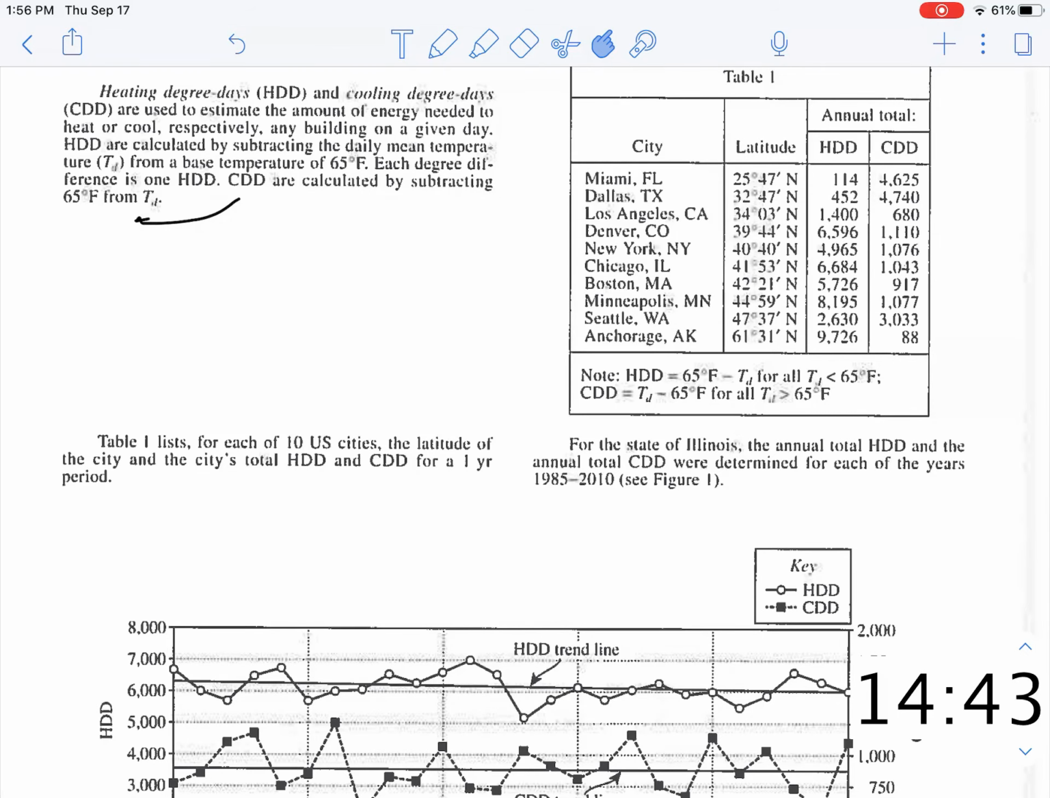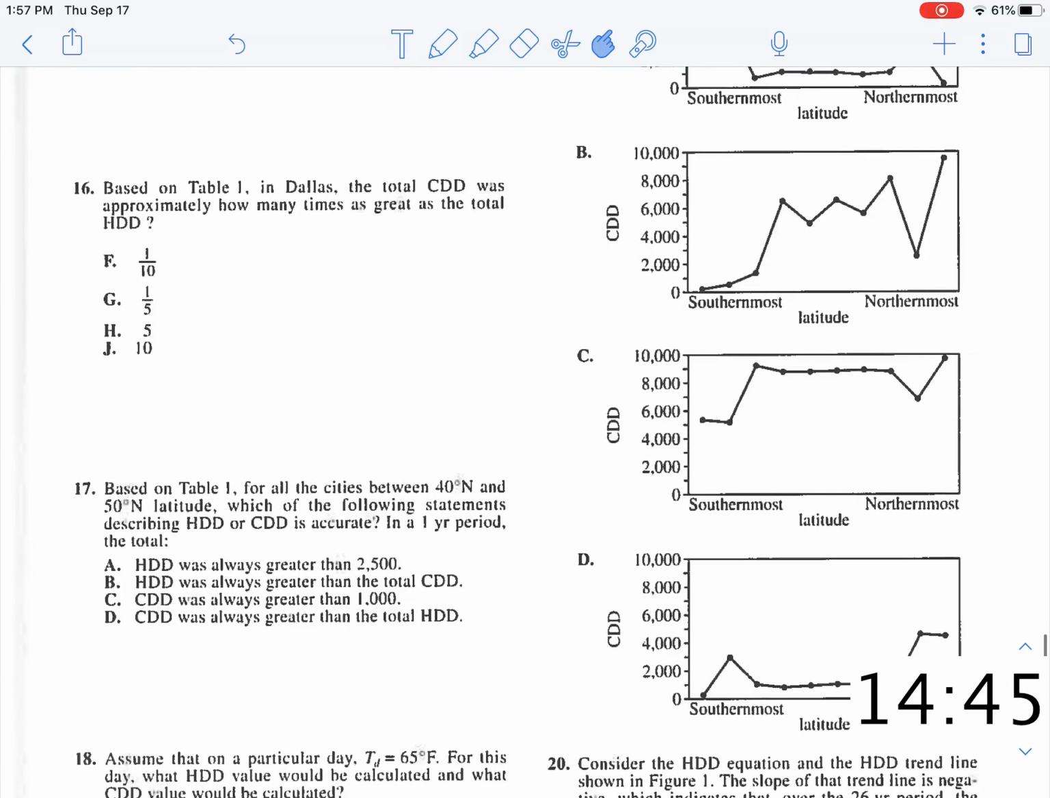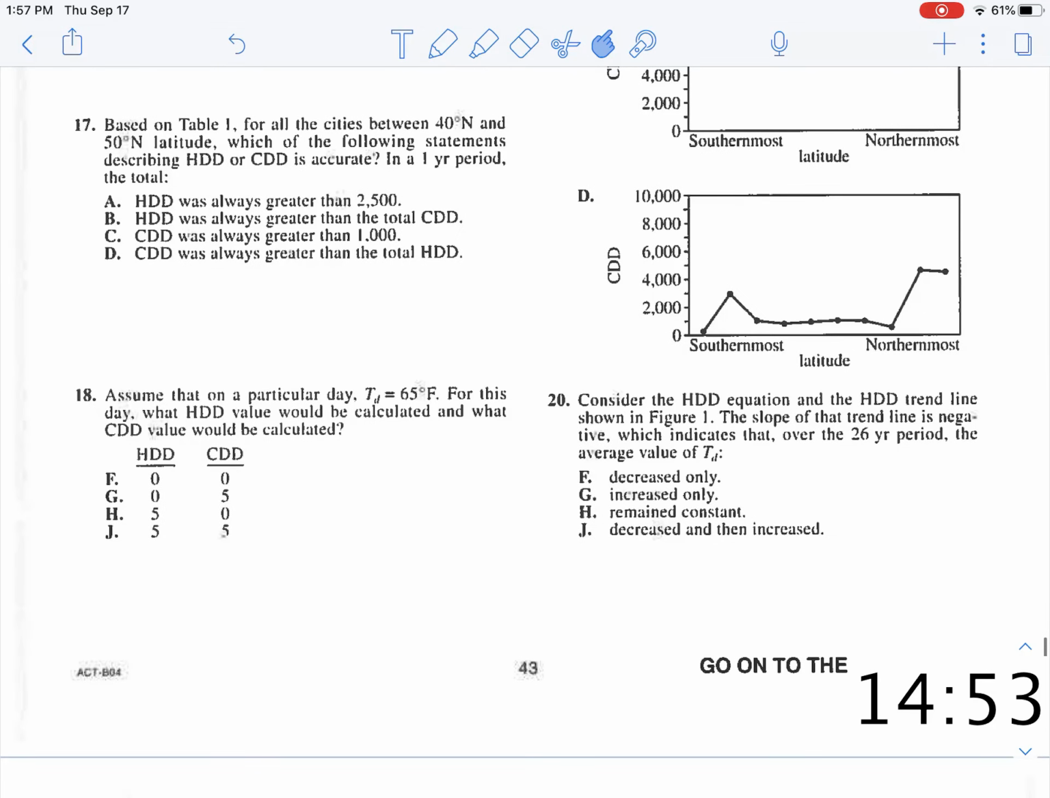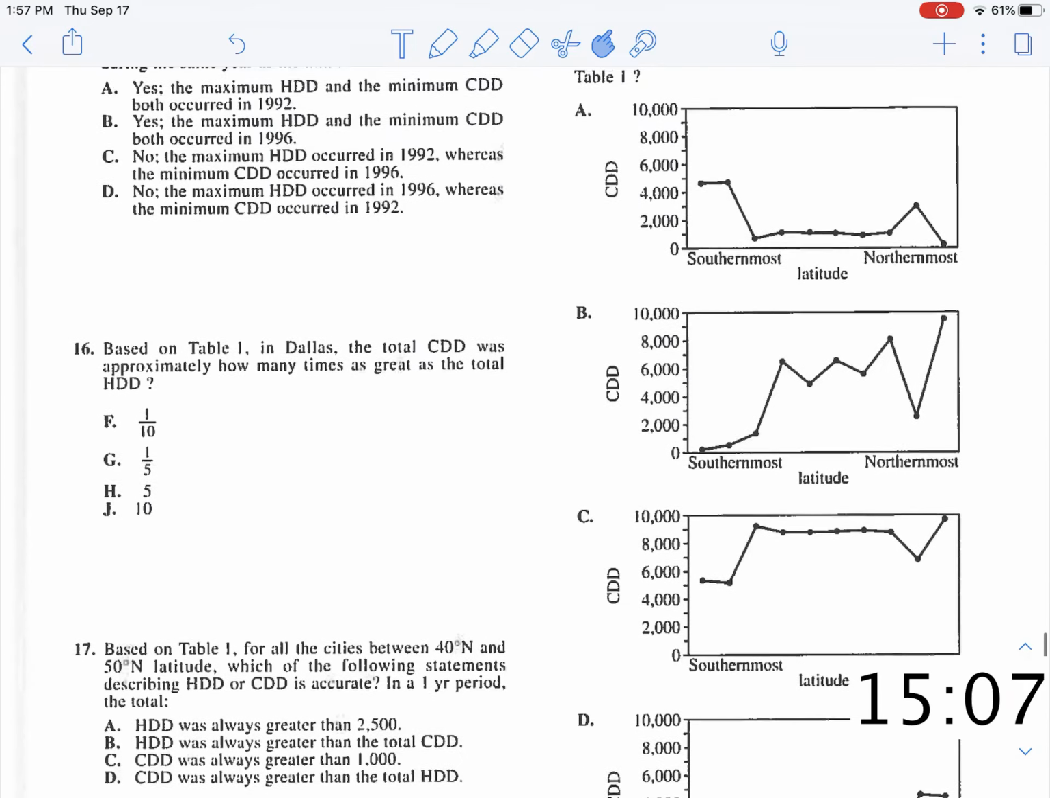That's true. All right, there we go. So that's A. Yeah, I'm dying. Assume that on a picture day, blah, blah, blah. For this day, what HDD value will be calculated and what CDD value? Oh, they're both 0. Okay, cool. Please give us more of those questions.